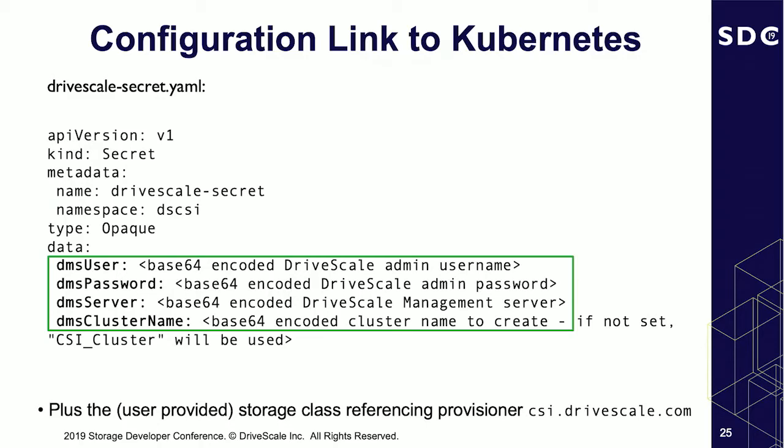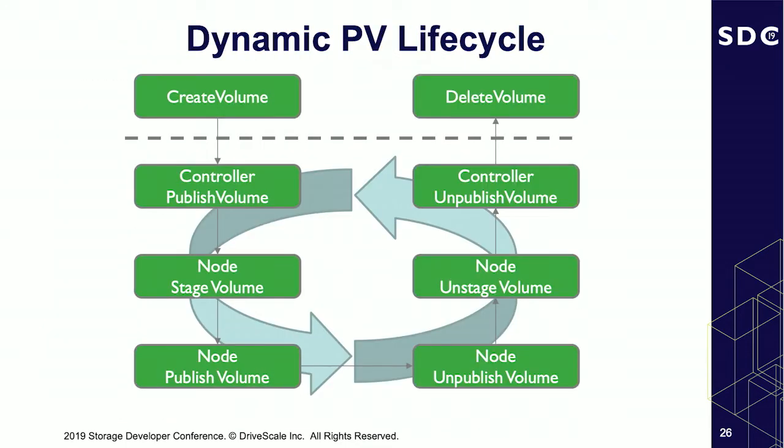And then for each storage provider, you have to create a storage class that is the dynamic allocation method for your pods, and our provisioner name is csi.drivescale.com. So this is all standard CSI stuff. Let's get down here.